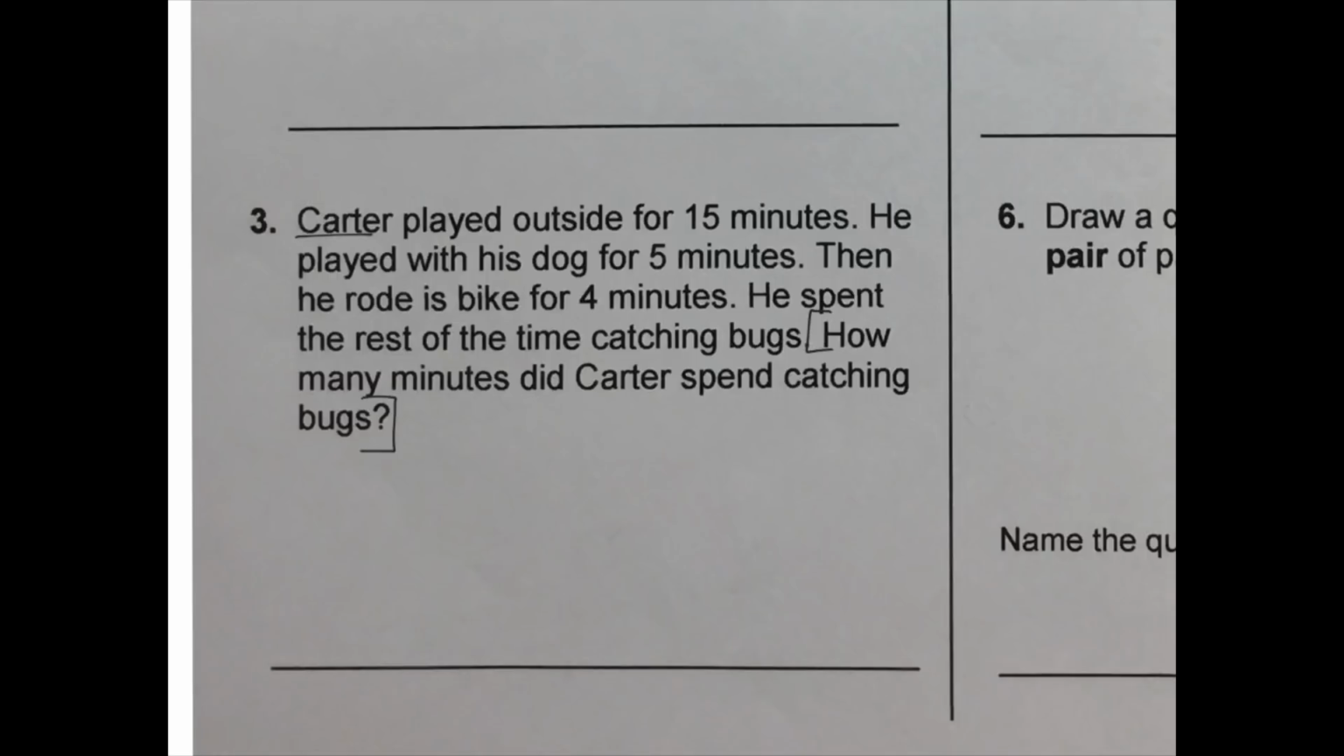We know Carter played outside for 15 minutes. 15 minutes is the total amount of time he was outside. He was with his dog for 5 minutes, so that's part of the time. He rode his bike for 4 minutes, so that's part of the time. And then the rest of the time, he was catching bugs. This is the part, the rest of the time, that's our missing part that we don't know. So we know the total. We have 2 parts that we know and 1 missing part. How can you solve this problem?